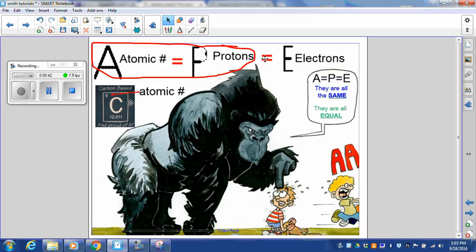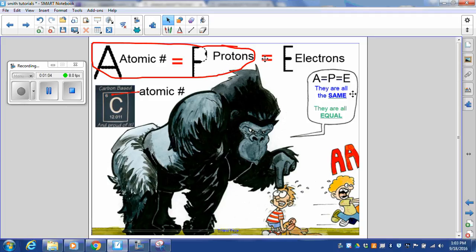So on this carbon atom here, the smallest number, that top number, is the atomic number. That means carbon has atomic number 6, so it has 6 protons, and in a neutral atom, it has 6 electrons. So A equals P equals E. They're all the same.